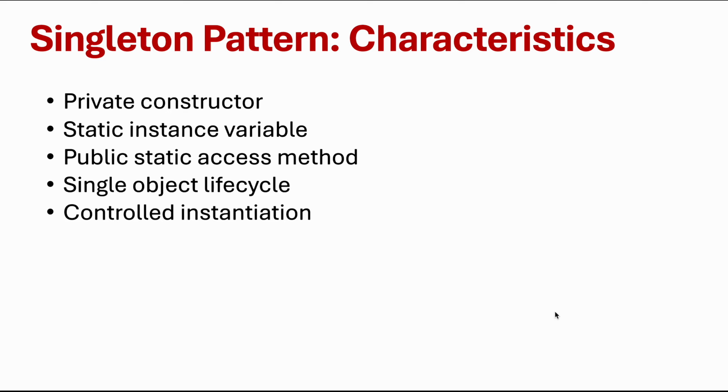What are the characteristics of the singleton pattern? Whenever you want to use it, just remember this: make the class constructor private, and create a static instance variable and a static access method. There is only going to be a single object lifecycle, and by doing this we are controlling the instantiation of that particular class. This will become clearer when we jump into the actual code.